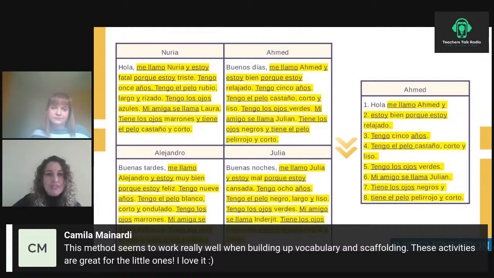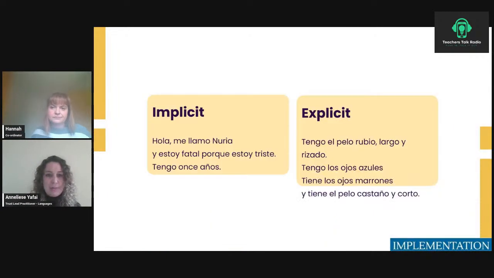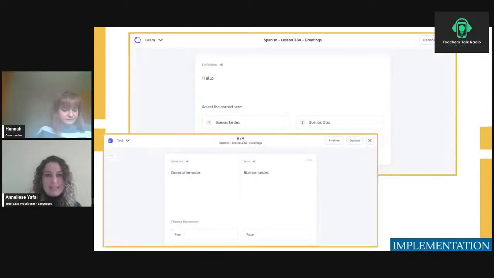And then what the students then do is the parts that are highlighted, all of them, they will keep those parts the same. Because, for example, "my name is" or "I am called" is the same for all of them. But then when it changes from Nuria to Ahmed to Alejandro, you would then obviously change that because their name would be changed. And that just gives you the balance between implicit and explicit. So what they've learned in that whole topic implicitly versus what they've learned explicitly.